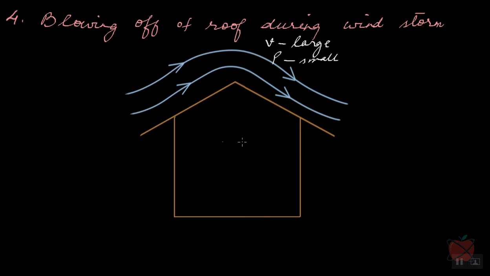What about the air below? The air below is almost stationary. Yes or no? The air below the roof. So v here is small and the pressure is large. So this large pressure pushes the roof upward like this. Because it pushes the roof upward, the wind can blow off the roof. Okay, so those are a few phenomena which are based on Bernoulli's theorem.